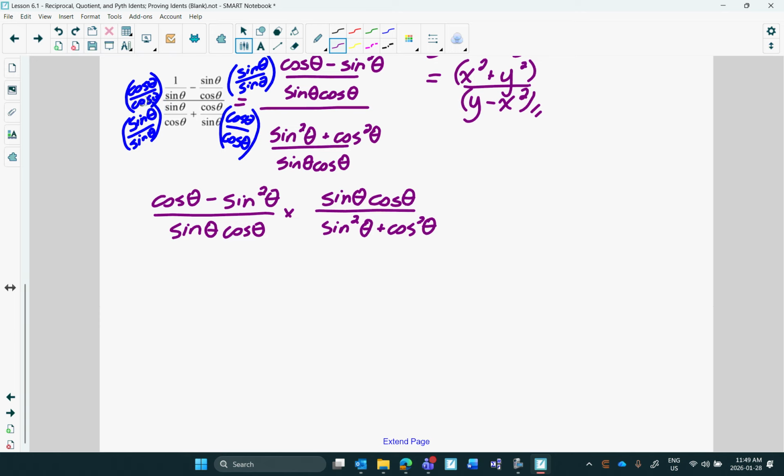Anything cancel? Those go. These can't, they're not identical. And we can't cancel part of it. So we end up with cos theta minus sine squared theta over sine squared theta plus cos squared theta. Okay.